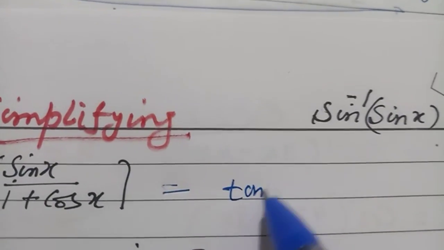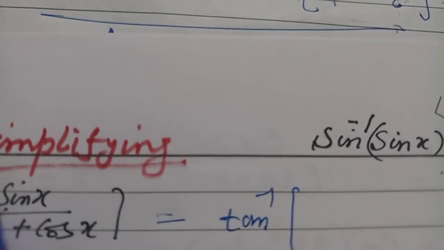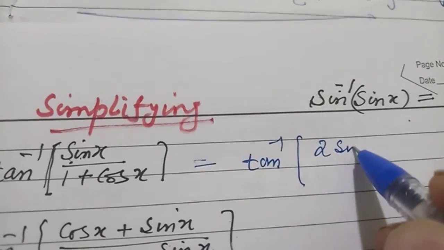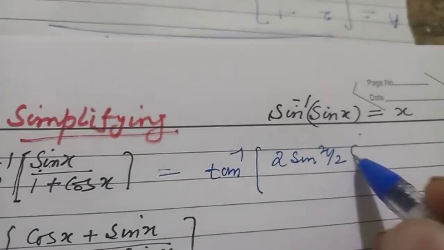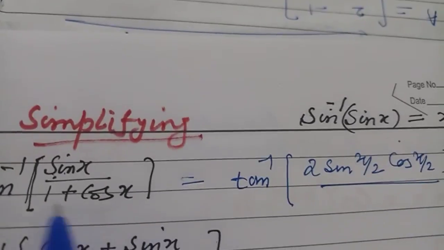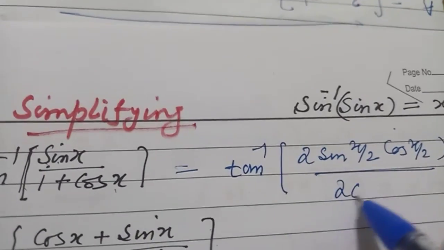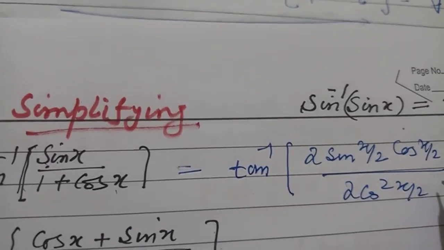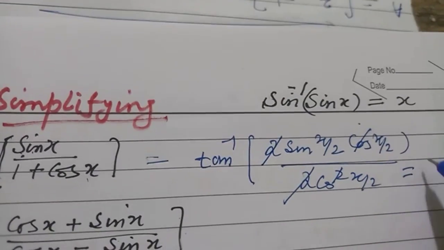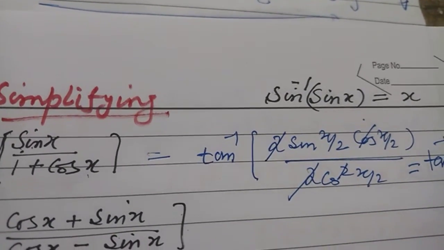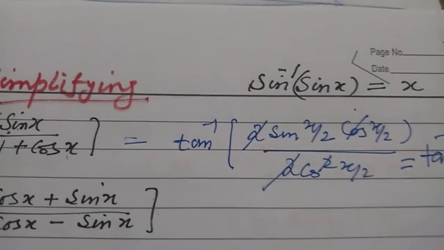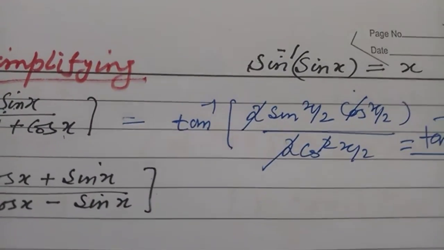It is tan inverse. What is the formula of sin x? The formula of sin x is 2 sin x by 2, half of the angle, times cos x by 2. What is the formula of 1 plus cos x? It is 2 cos square x by 2. The 2 and 2 get cancelled, and one of the cos gets cancelled. What is left with us now? It is tan inverse tan x by 2. Tan inverse and tan cancel, the answer is x by 2.